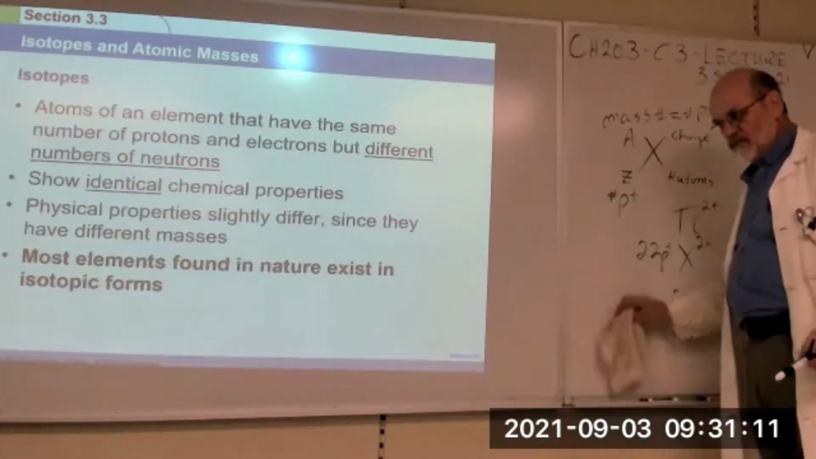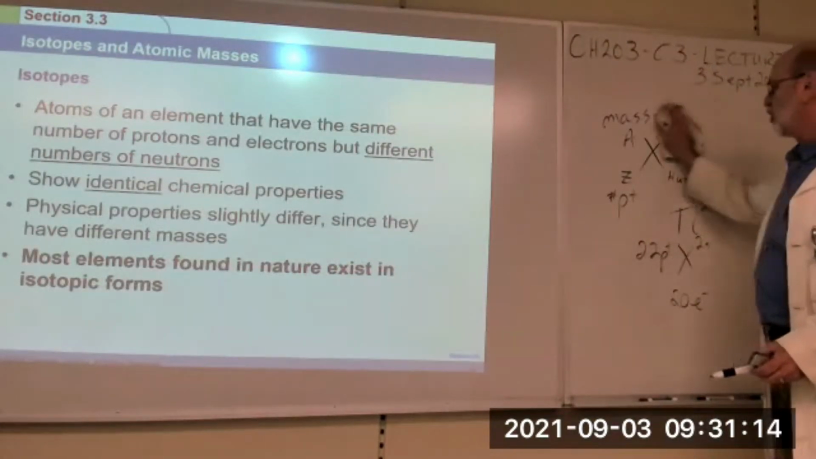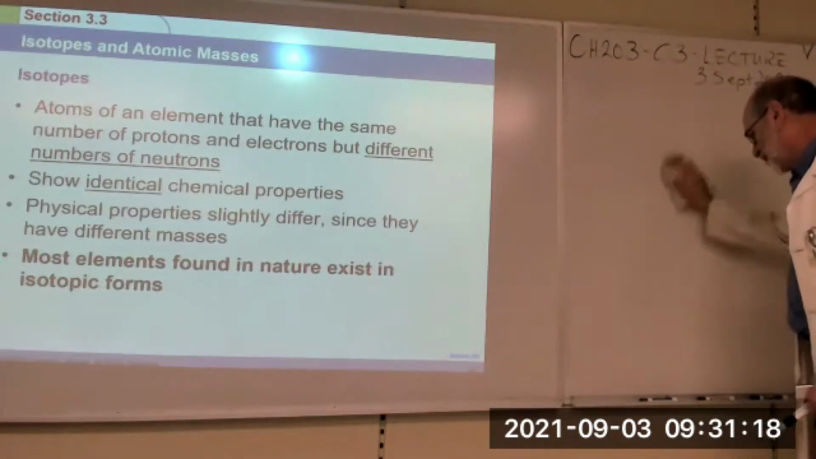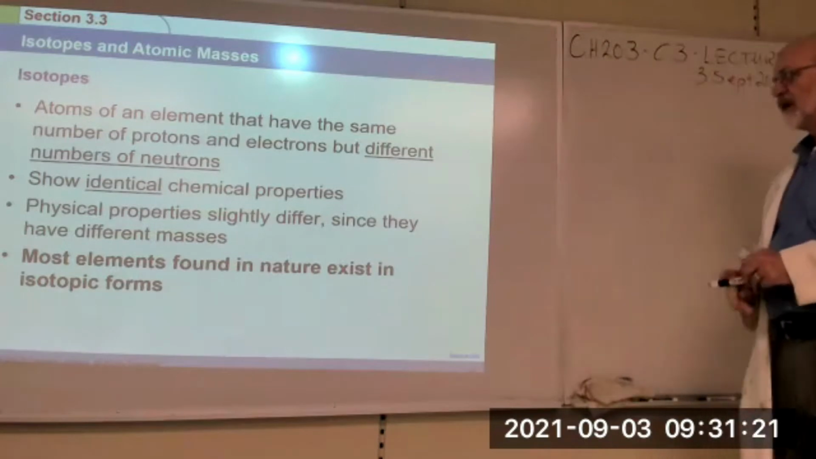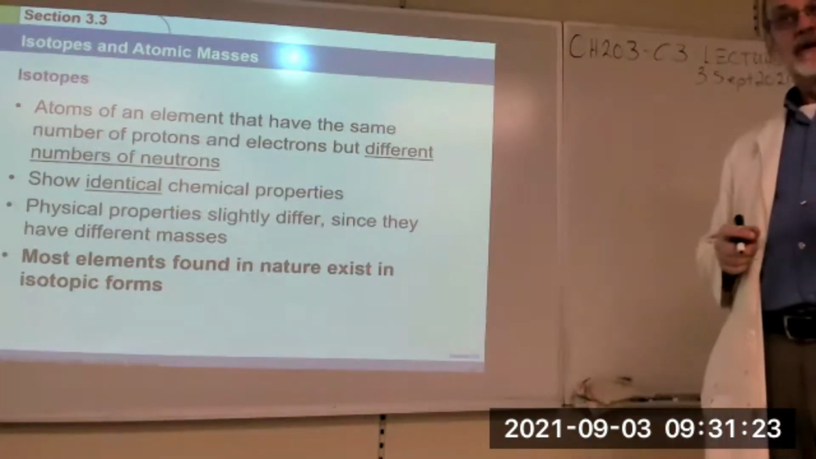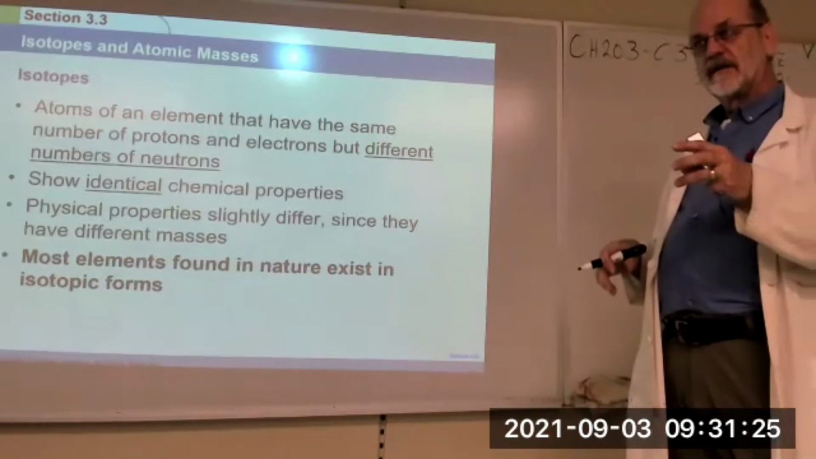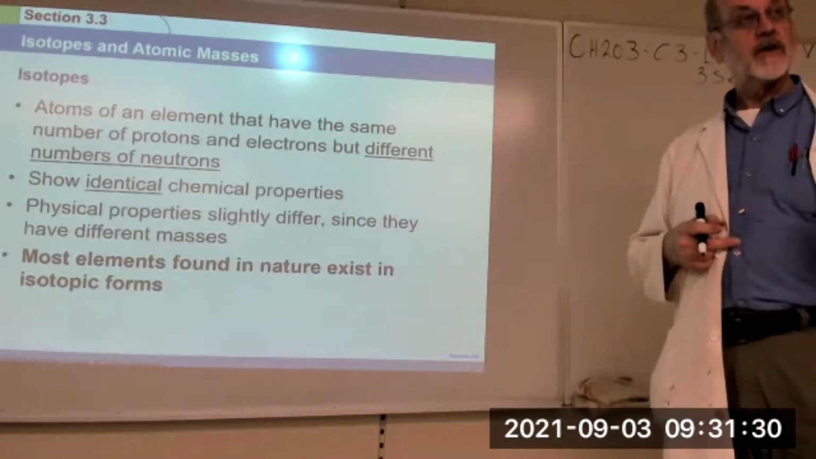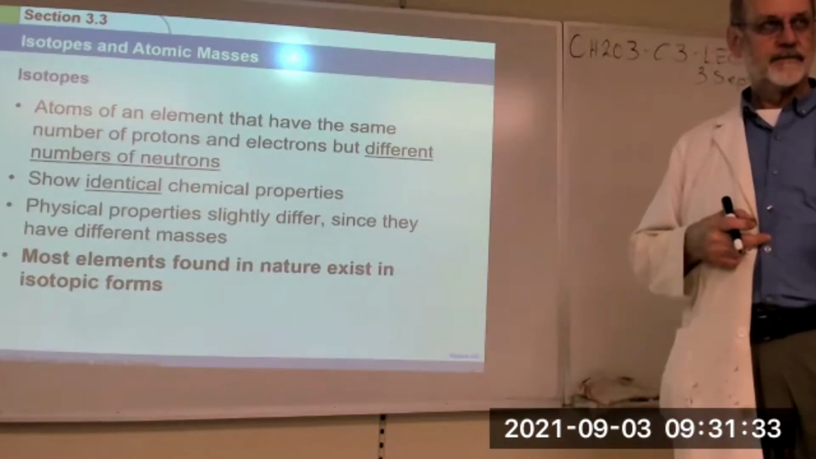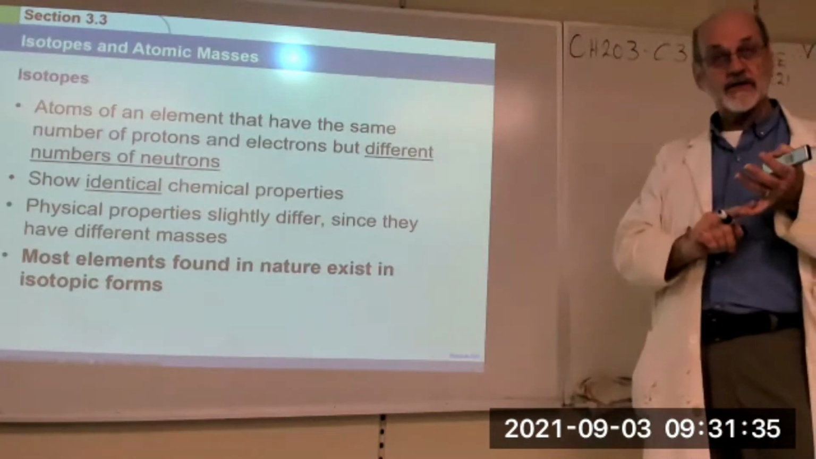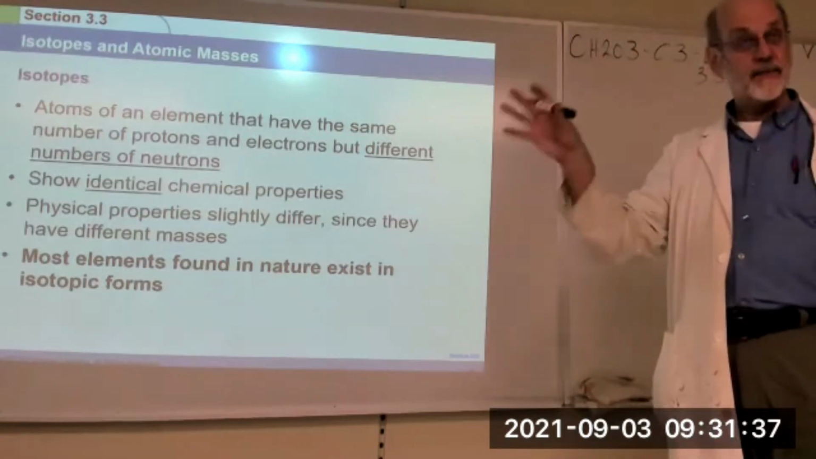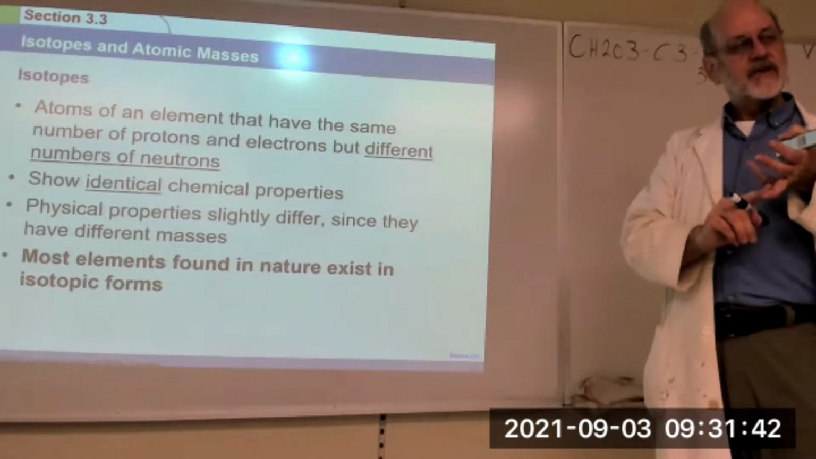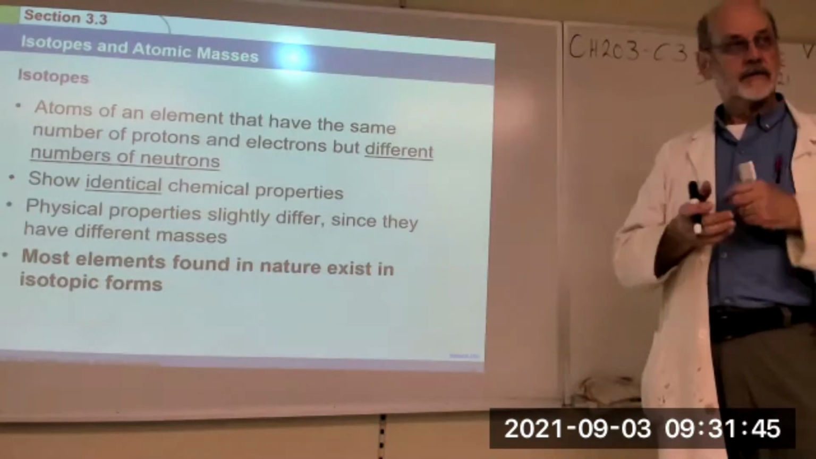Okay, now we'll have an official discussion of isotopes. I've referred to isotopes before without defining them. But an isotope is simply an atom of an element that differs from other atoms of the element in the number of neutrons. So it has the same number of protons, that makes it the same element, but the number of neutrons makes them different masses for each atom.